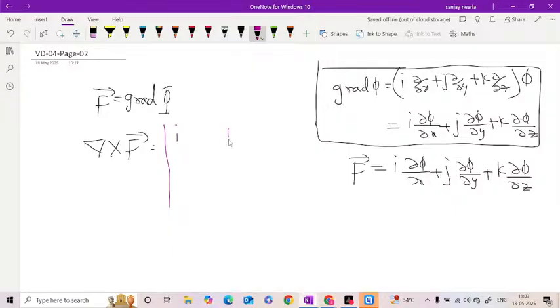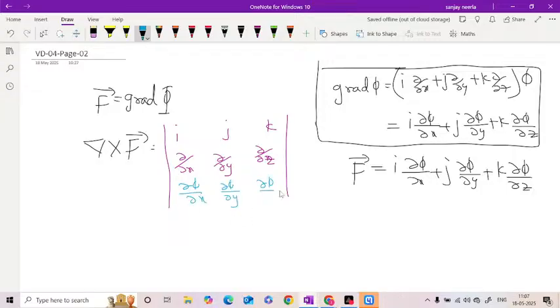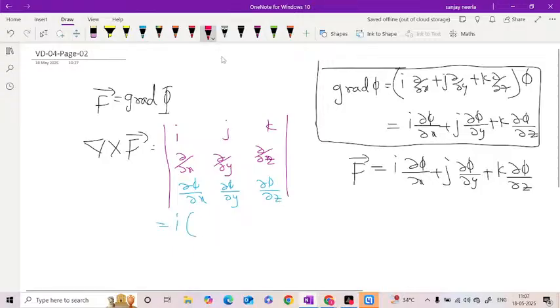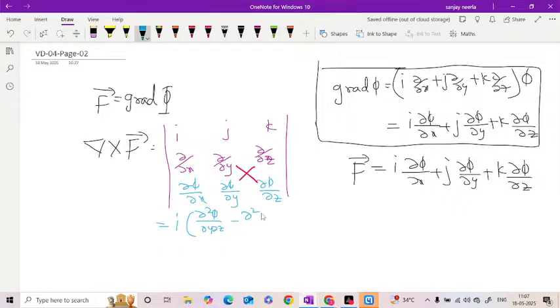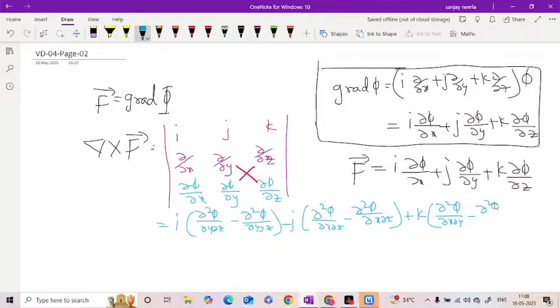The curl of f: i, j, k in the first row, dou by dou x, dou by dou y, dou by dou z in the second row, and dou pi by dou x, dou pi by dou y, dou pi by dou z in the third row. Finding the determinant of the matrix, after solving: i into dou square pi by dou y dou z minus dou square pi by dou y dou z, minus j into dou square pi by dou x dou z minus dou square pi by dou x dou z, plus k into dou square pi by dou x dou y minus dou square pi by dou x dou y. So i into 0 minus j into 0 plus k into 0, so it is entirely 0. What does that mean?